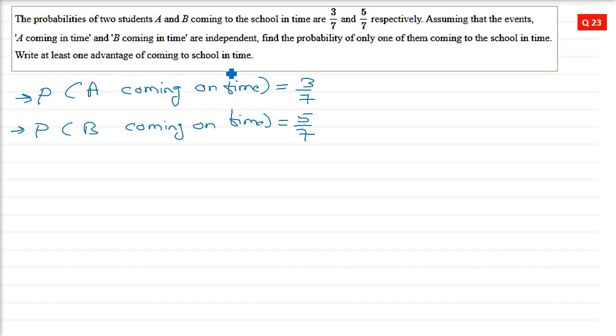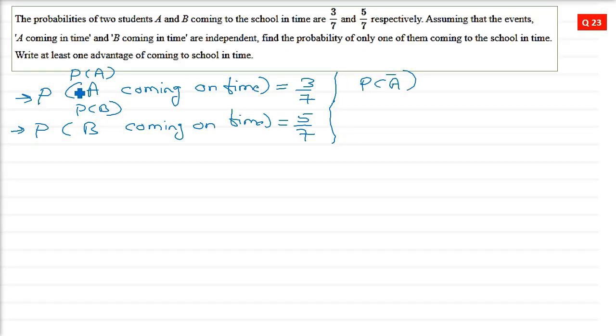What is at least one advantage of coming to school on time? Coming to school on time is always discipline, learning, and making a base for your future so that you can earn and live well. P(A) and P(B), I am just considering these 2 probabilities.